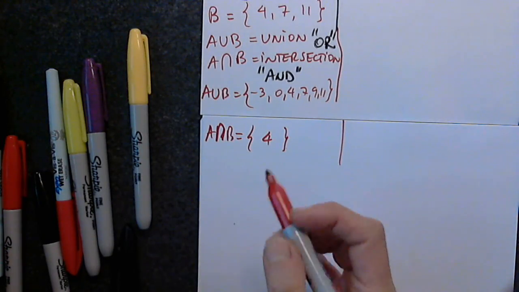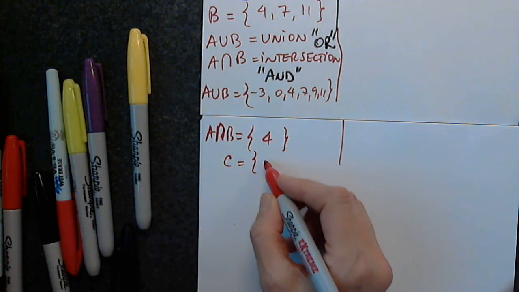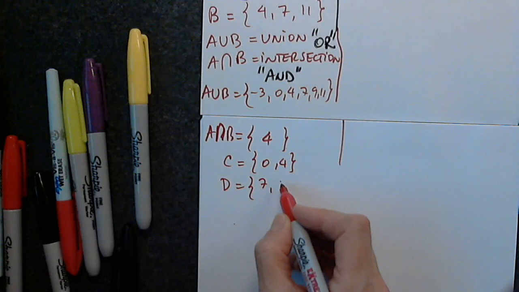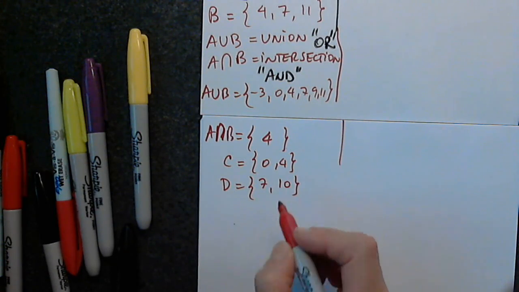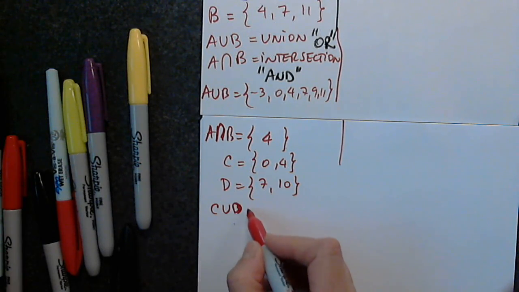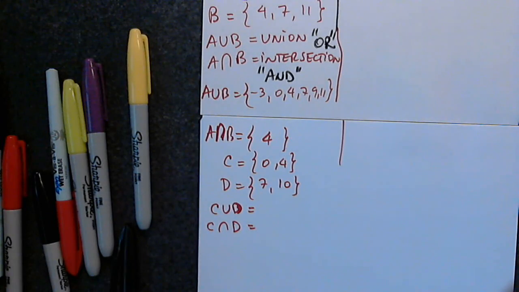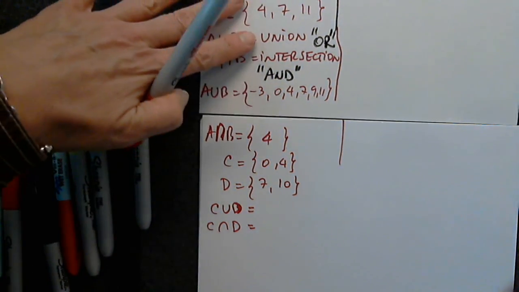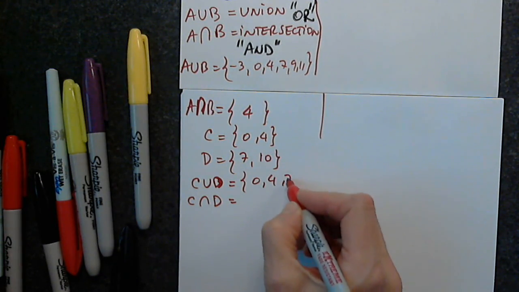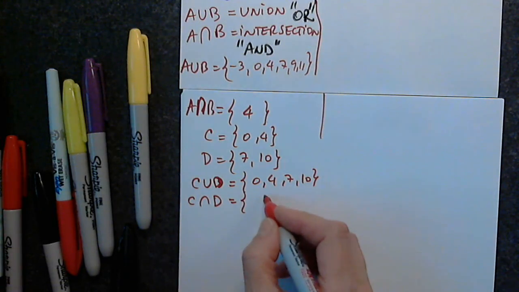Now, what if I have, let's say, set C, which is 0 and 4, and set D, which is 7 and 10. If I ask find the union, C union D, and if I ask find the intersection, what will you say about the union? 0, 4, 7, 10. The union is 0, 4, 7, 10. And the intersection? Right. So here's how we write.